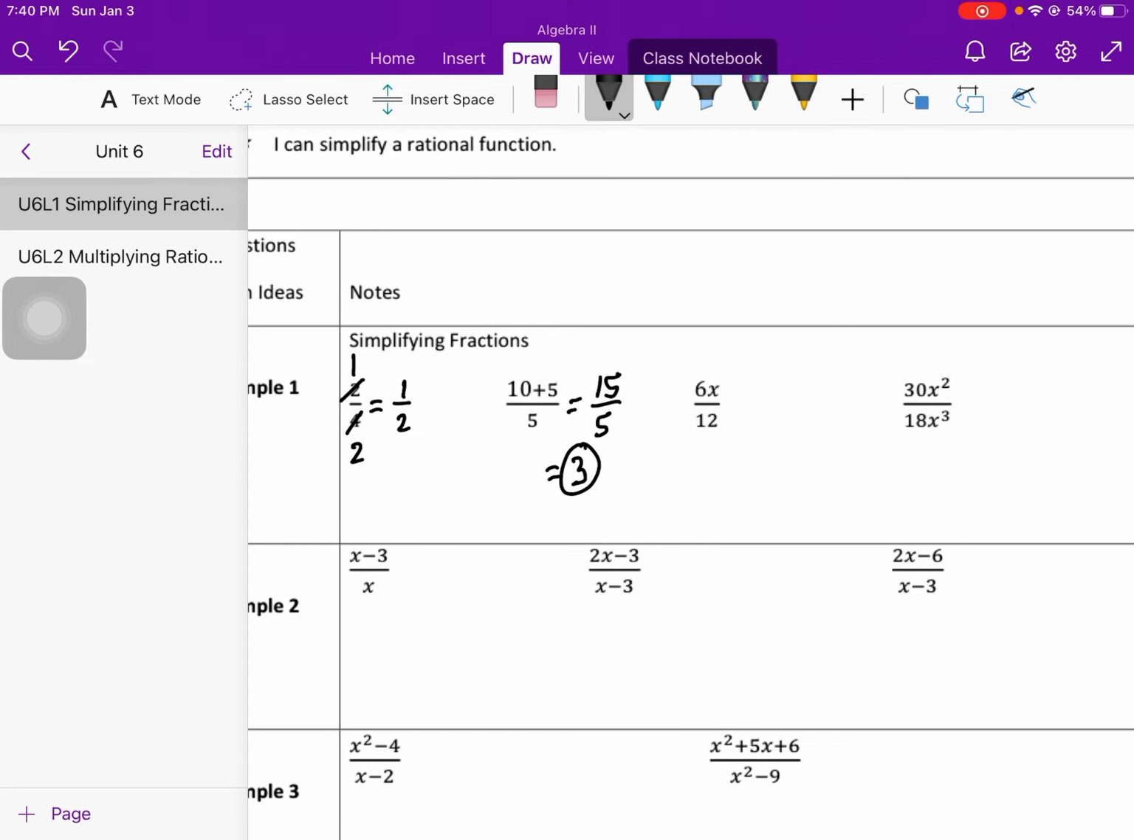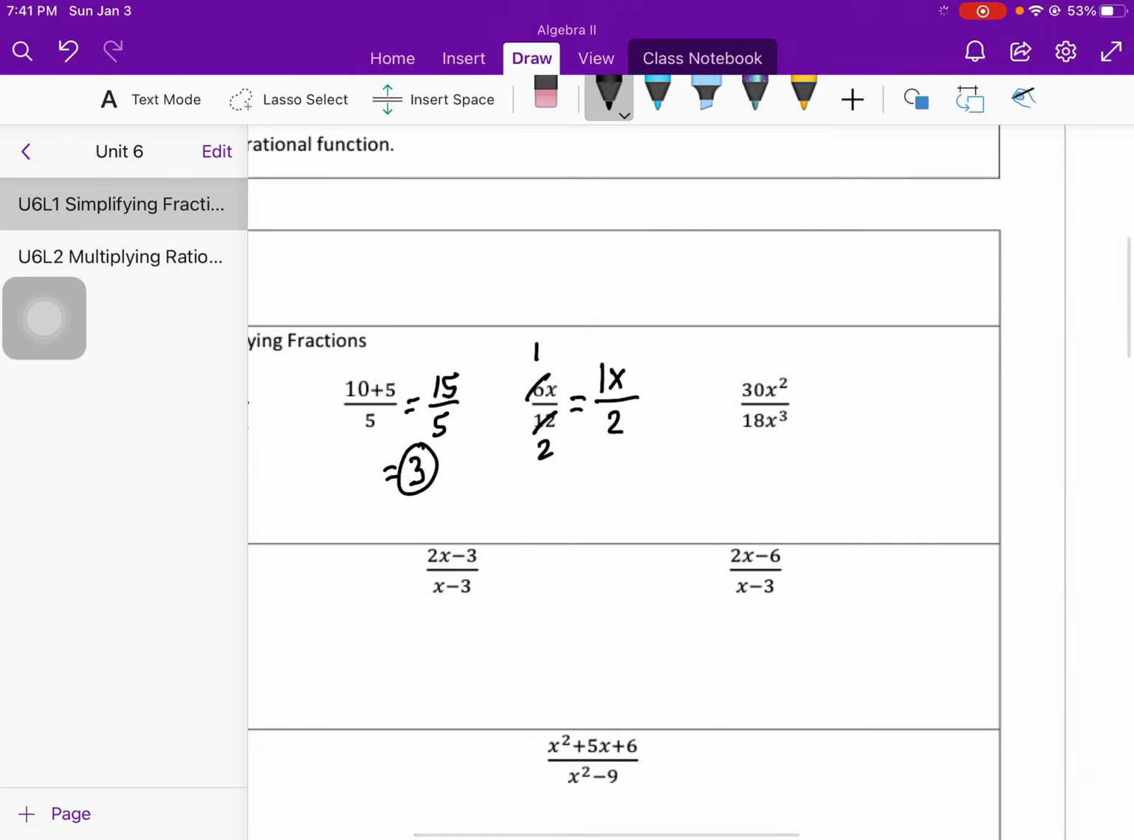Now this is the first one that we see with a variable, 6x over 12. We know that 6 and 12 have a common factor of 6, and if you divide those by 6 you get 1 and 2, but the x is not divisible by anything on the top and bottom, so we leave the x by itself on the top, and then 2 on the bottom. You can put the 1x, but 1 times x is still just x, so that doesn't really matter.